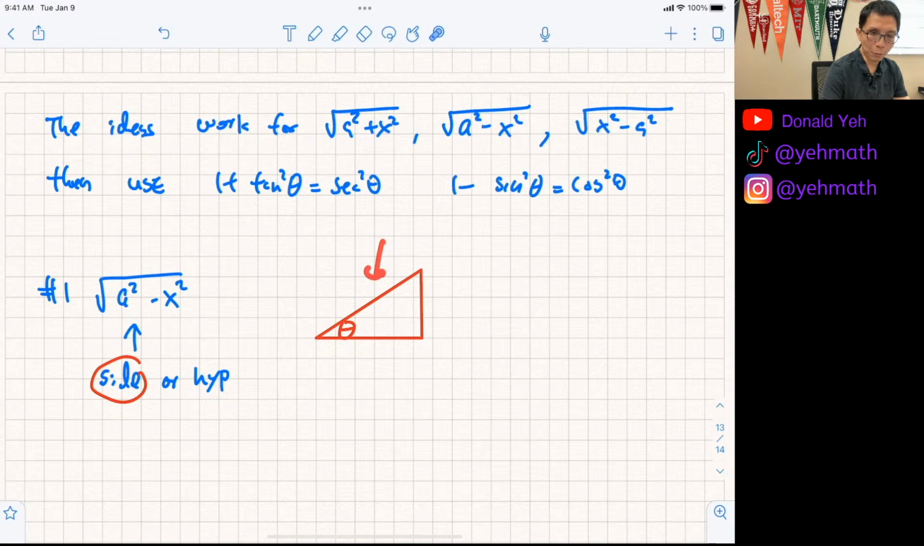First of all, let's figure out what this side is. Is the hypotenuse a or x? X is negative inside. So a has to be in front because a has to be the hypotenuse. If a is shorter than x, then you're going to have a square root of a negative number. Does that make sense? So that's very important to understand, to figure out this is a.